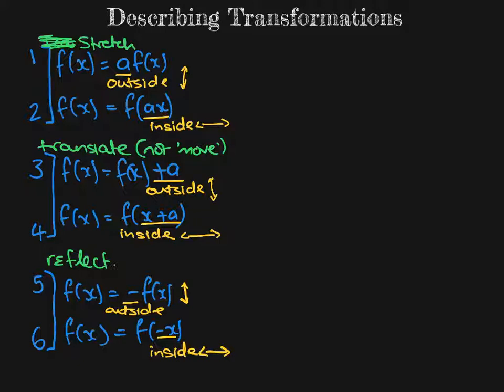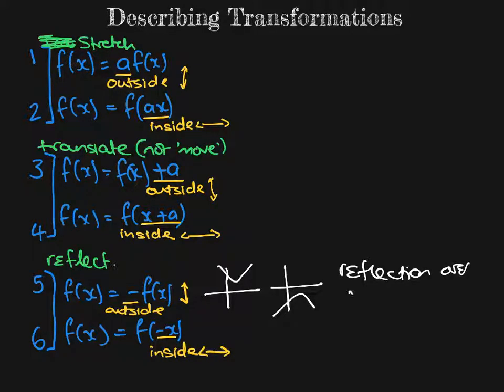So descriptions, let's start at the bottom. For example, if I had a quadratic like this, or any graph like that, and I reflect it over the x-axis, so it's going up and down, it ends up like that, so it's a reflection over the x-axis. Whereas if I'm doing an inside transformation, I'm reflecting it like that, so it's a reflection over the y-axis.